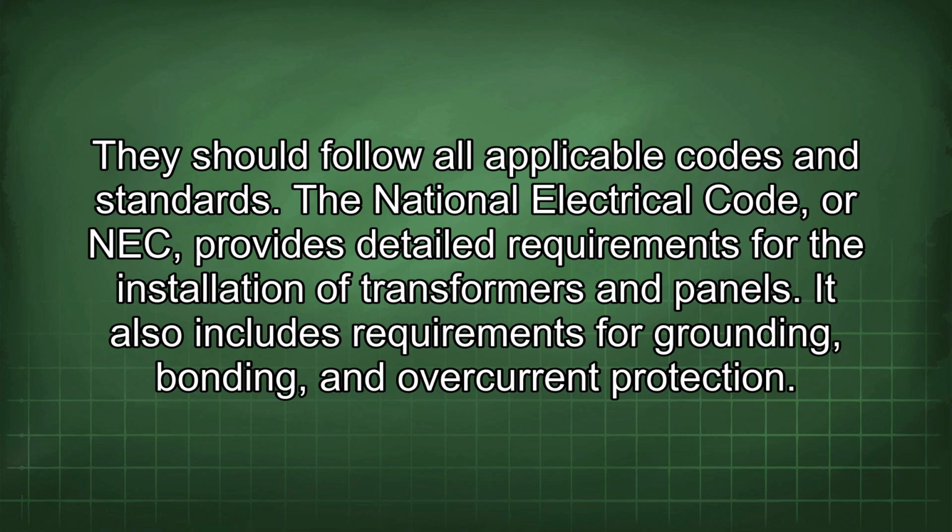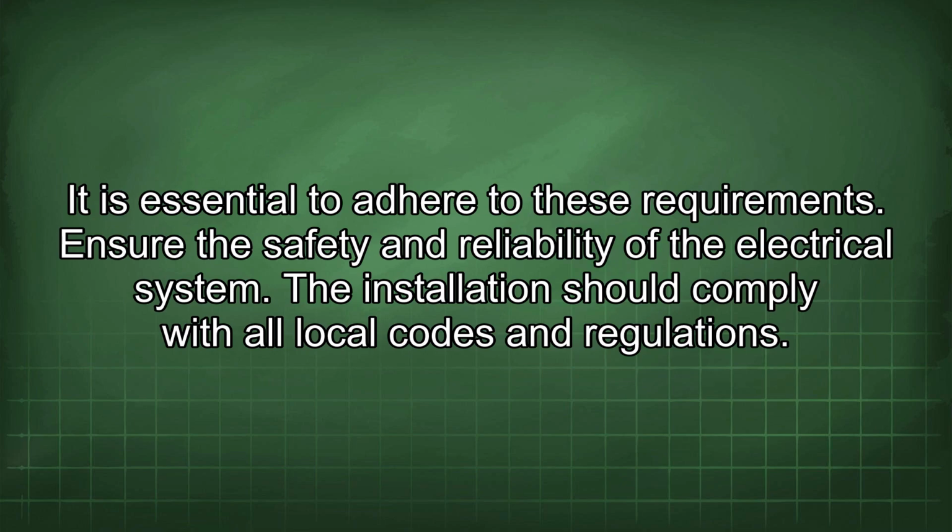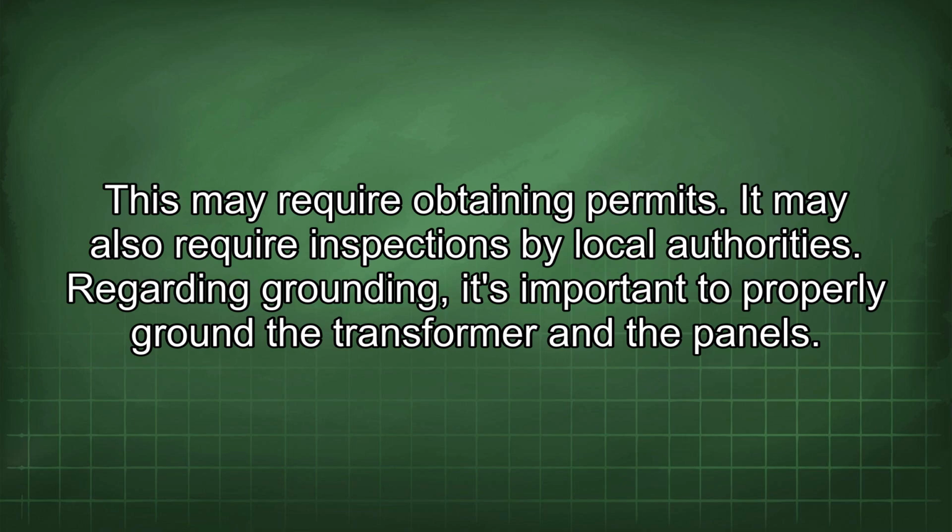The National Electrical Code, or NEC, provides detailed requirements for the installation of transformers and panels. It also includes requirements for grounding, bonding, and overcurrent protection. It is essential to adhere to these requirements to ensure the safety and reliability of the electrical system. The installation should comply with all local codes and regulations. This may require obtaining permits. It may also require inspections by local authorities.